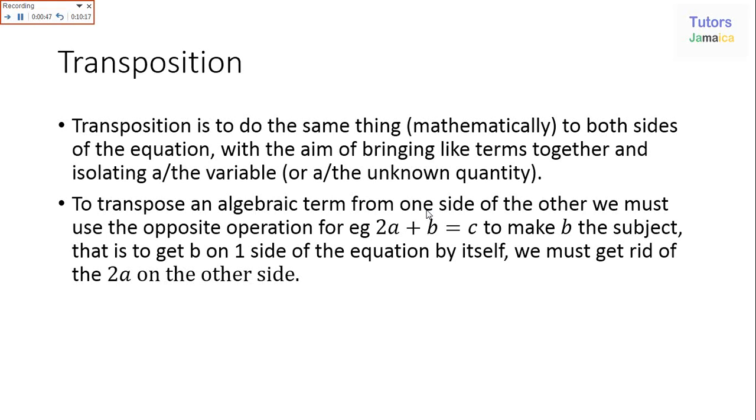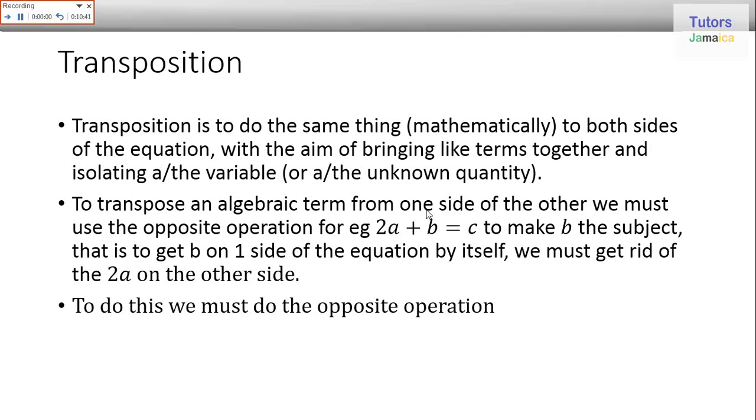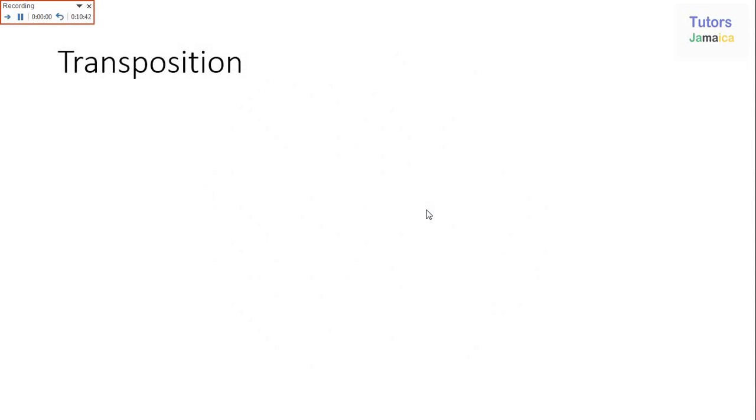For example, if 2a plus b equals c, to make b the subject of the formula, that is to get b on one side of the equation by itself, we must get rid of the 2a on the side with b, so we need to get it on the other side. To do this, we must use the opposite operations. So let's look at this example that we just mentioned. To make b the subject of the formula in 2a plus b equals c. So what's the first thing we need to do?